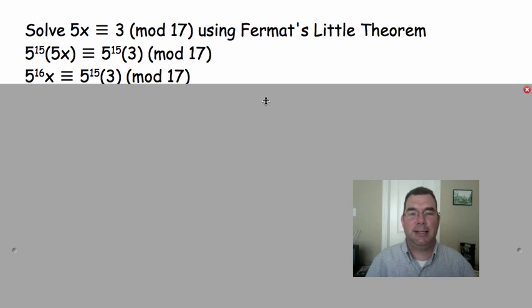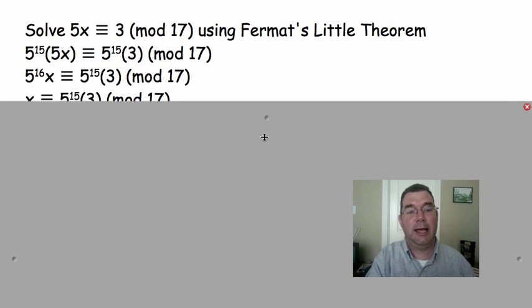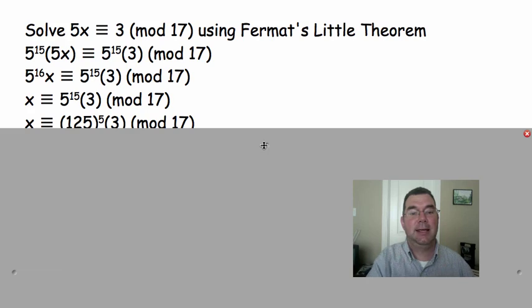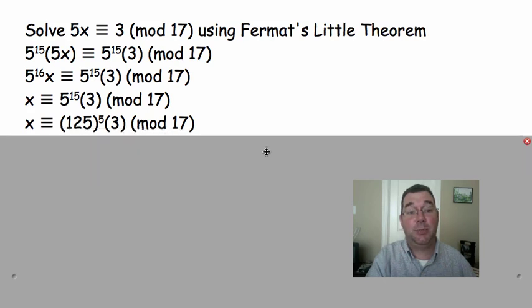But since my modulus is 17, any number raised to the 16, as long as that base is not a multiple of 17, is going to be congruent to 1 mod 17. That's why I put that 5 to the 16 on the left, so that I know that that's congruent to 1. So all I have on the left is x. And what I have on the right is 5 to the 15 times 3. I just have to figure out what that is, but once I do that, I'll have my x.